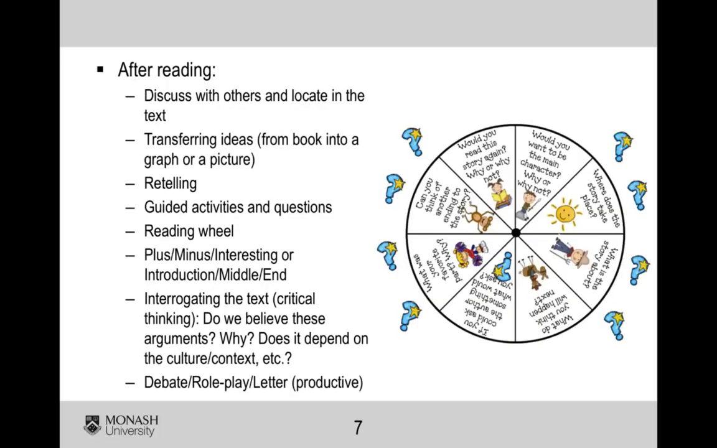Again, these are just some activities that you can use to get students to do activities after they read something. So obviously discussing with others and being able to locate particular information in the text. Where does it talk about, where does it introduce the characters? When does the problem occur in the narrative? Things like this. So getting them to locate things in the text. I like to use little post-it notes, so the colorful post-it notes, and get them to stick in where the main events happen.